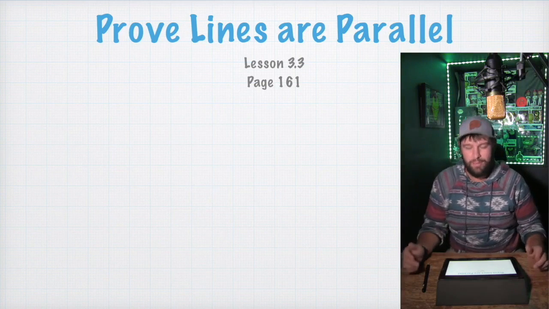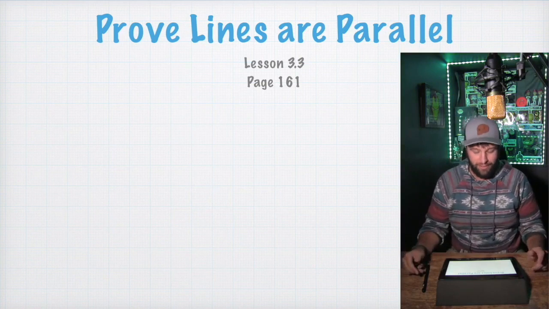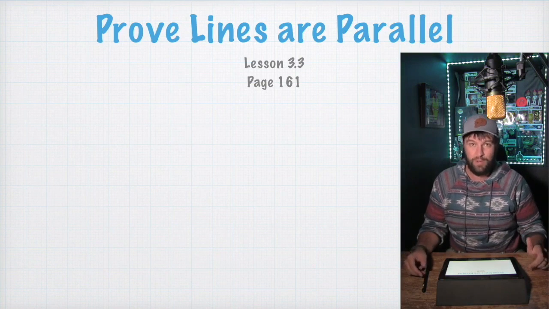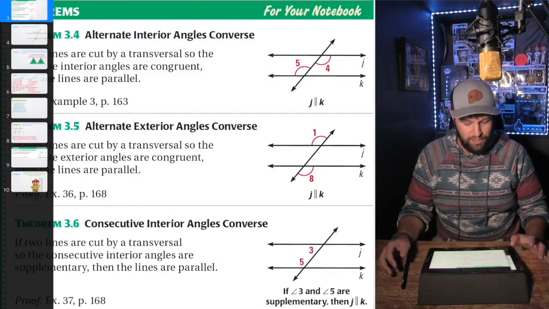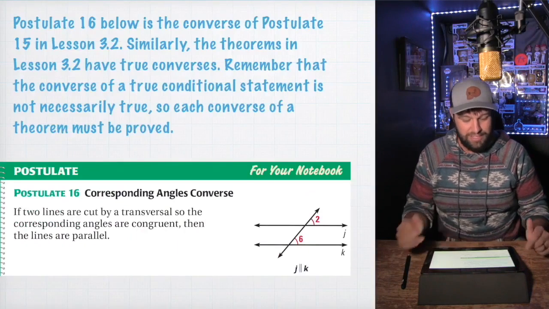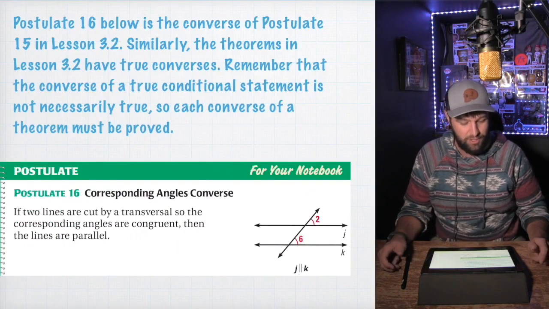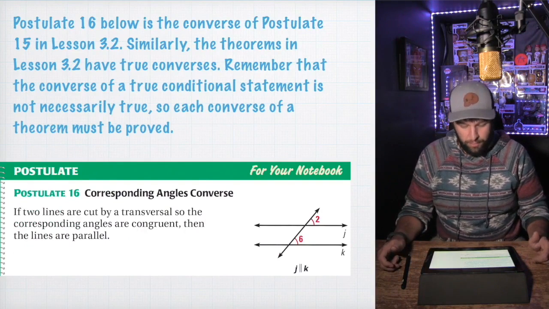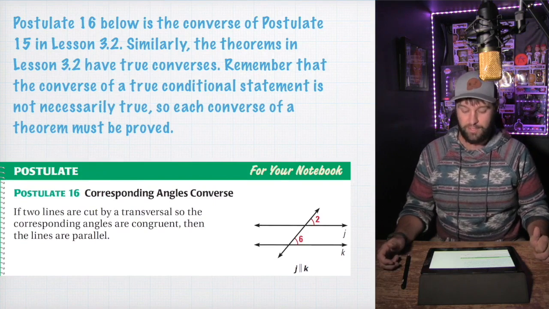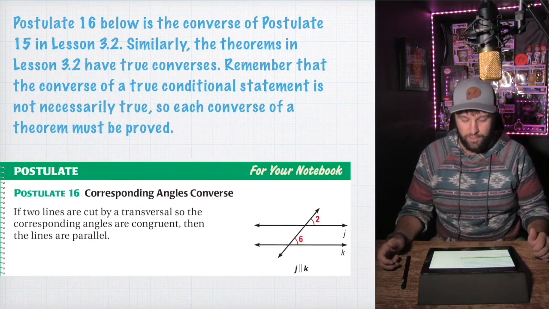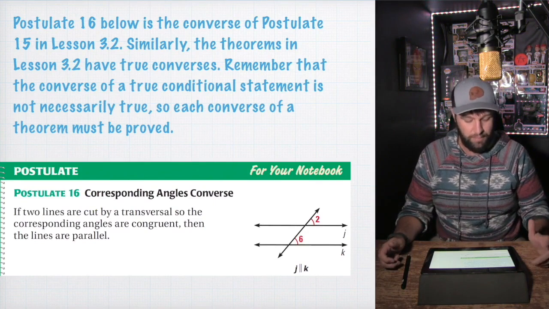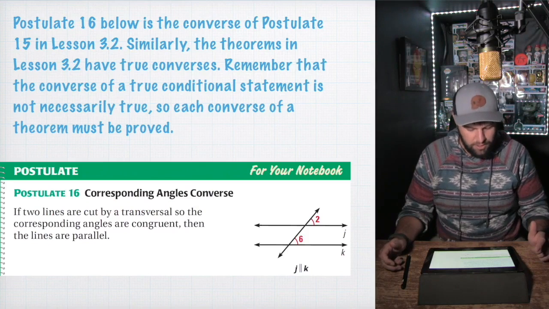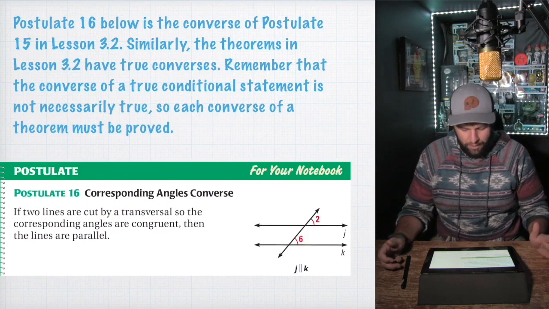Alright, so today we're going to be learning how to prove lines are parallel. This is lesson 3.3, page 161 if you're in the book I'm teaching out of. So, postulate 16 below is the converse of postulate 15 in lesson 3.2. Similarly, the theorems in lesson 3.2 have true converses. Remember that the converse of a true conditional statement is not necessarily true, so each converse of a theorem must be proved.